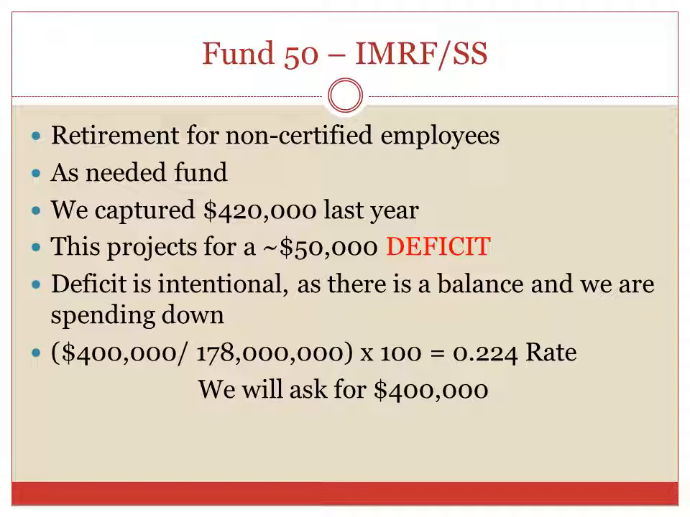We have a bit of a fund balance in this area, and as a result, we are intentionally in deficit spending. The reason we're intentionally in deficit spending is there's no need to carry a balance in this fund, and if we slowly matriculate this down, it allows us to ease the burden on taxpayers. So you can see that last year we captured $420,000 in this fund. This year we're going to capture $400,000 in this fund and continue to knock that tax rate down.